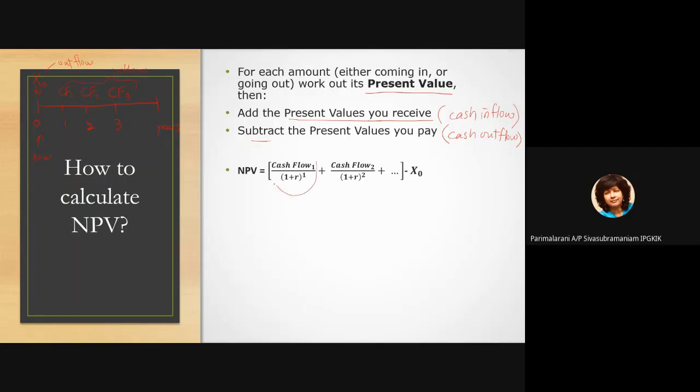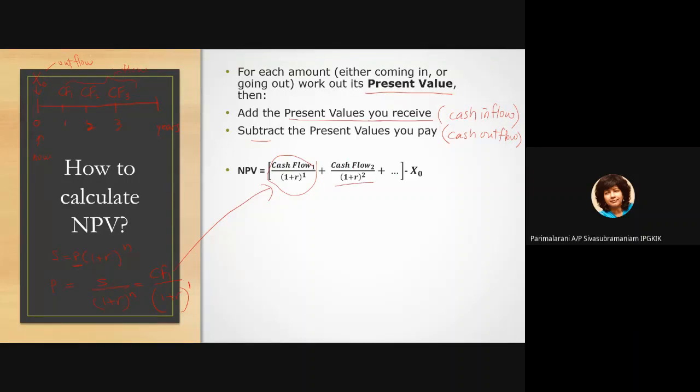How do we get this formula? We are using the compound interest formula, S equals P times 1 plus R to the power of N. P here is the present value. So P is actually S over 1 plus R to the power of N. If your S, your future value at year 1, is CF1, then this is CF1 over 1 plus R. If it's year 1, then it's the power of 1. That is how we get this formula. This is for year 2 and so on.